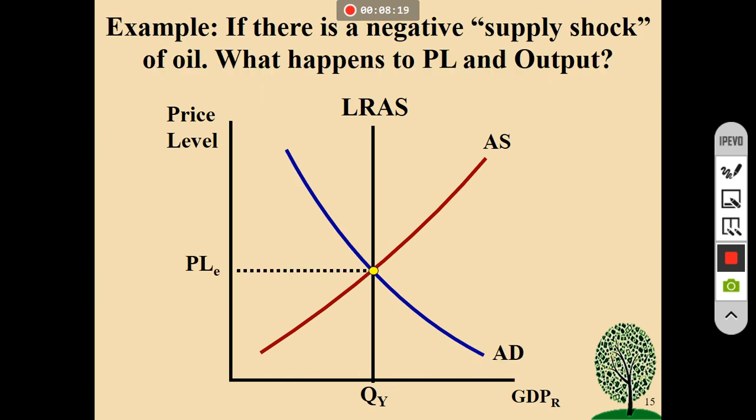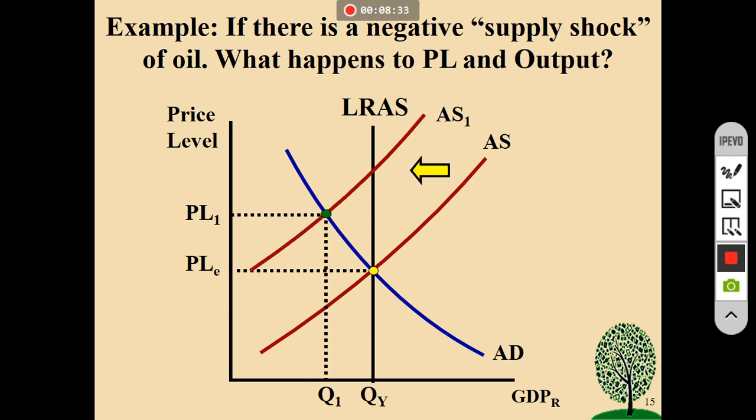Now here's the weird one. If there's a negative supply shock of oil, what happens to price level and output? A negative supply shock is going to shift our aggregate supply curve, so AS decreases. What we see here is the price level has gone up and our output has gone down. So we are in a recessionary gap. Our economy is too slow, but prices are still going up. This is probably the worst place we want to be in an economy.